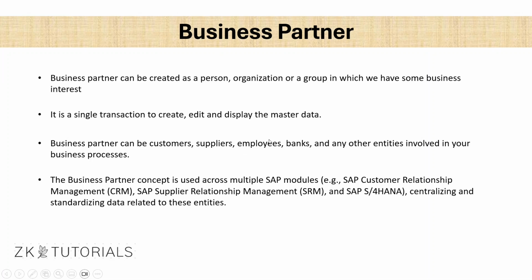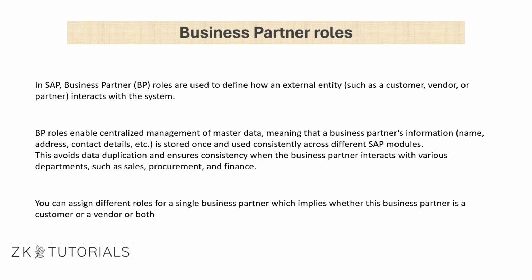And that is altogether a different module. It doesn't come under FICO. So as per FICO, we'll be creating customers, suppliers and banks. Only these three we'll be using as business partners. And next we'll go to business partner role.